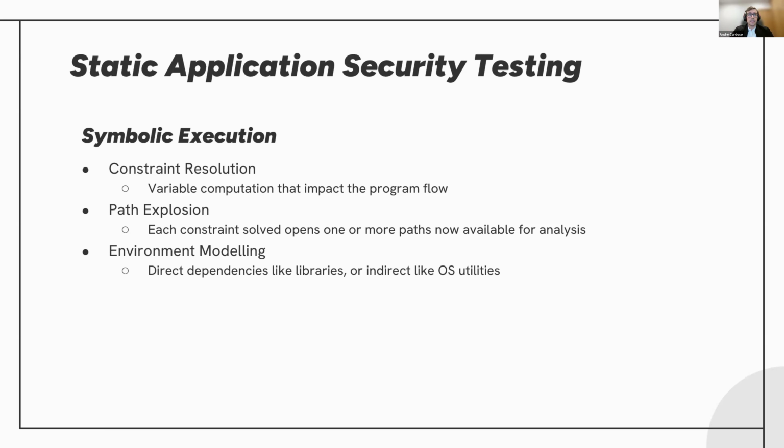We also have then environment modeling, which helps the tools to have a deeper comprehension and know which paths to explore or to ignore with more certainty. With environment modeling, we let the tool know of direct dependencies like libraries of the programming language, or even indirect dependencies like OS utilities on which the application will run.